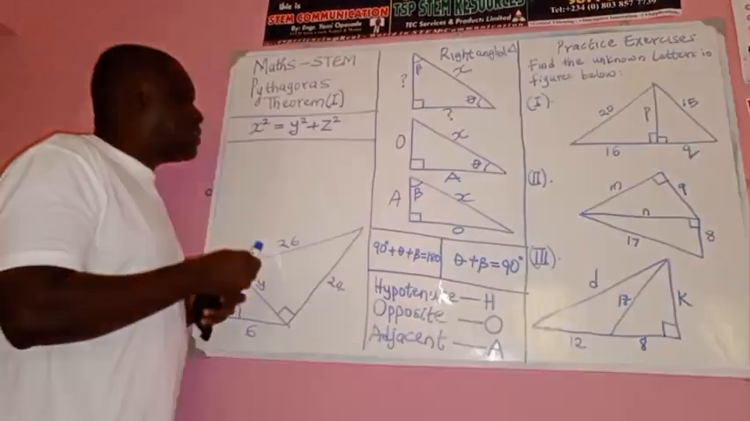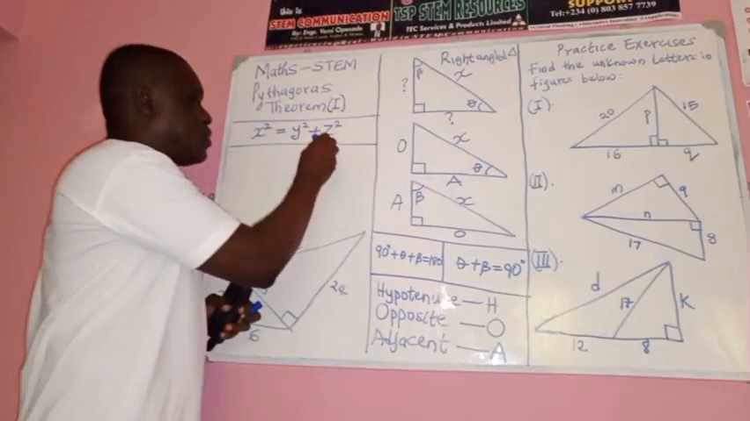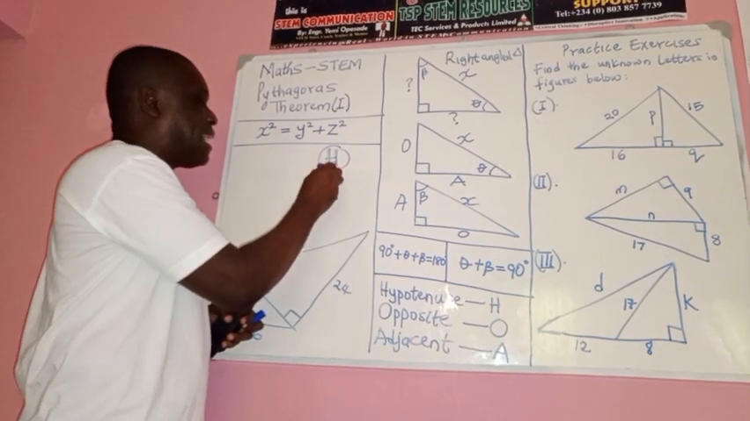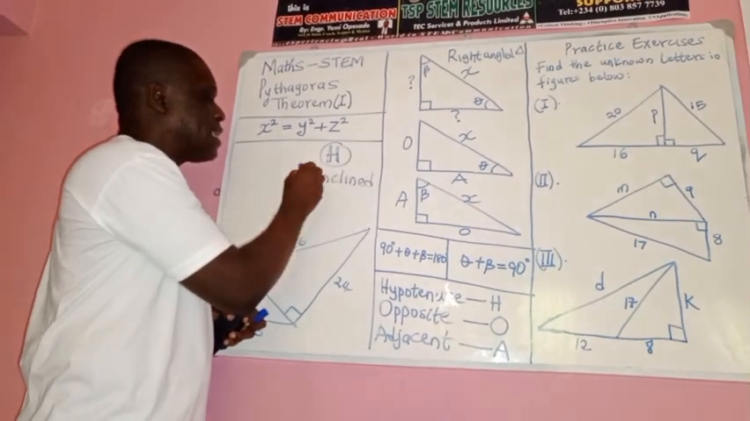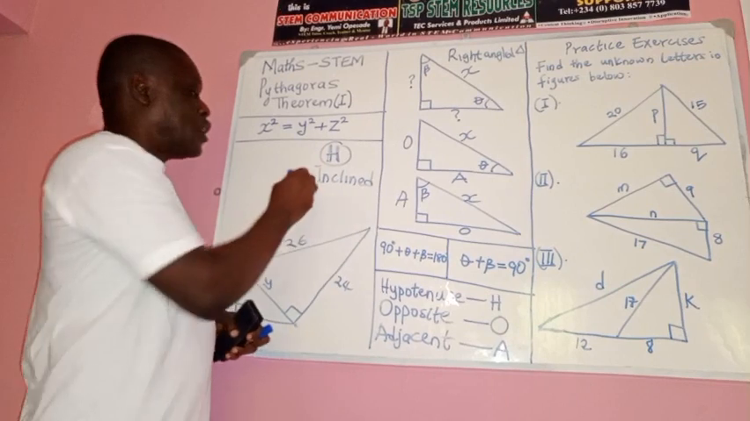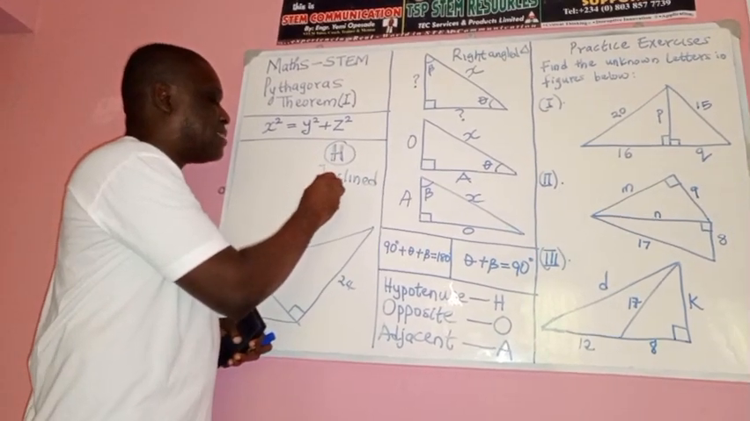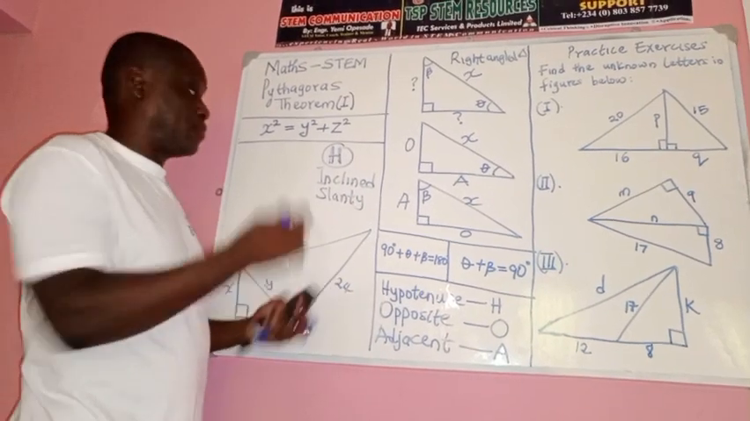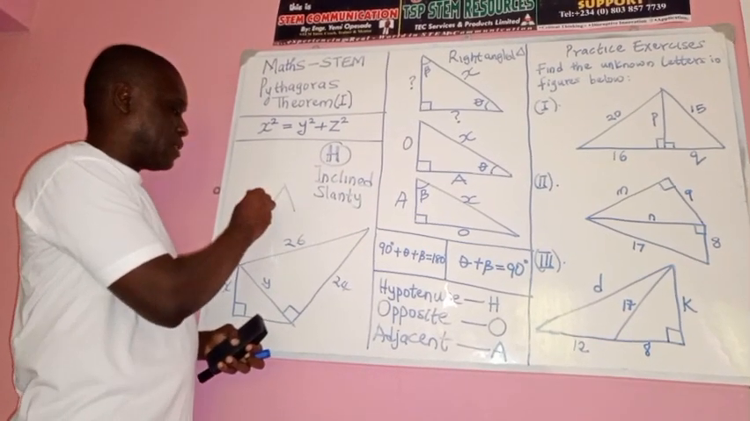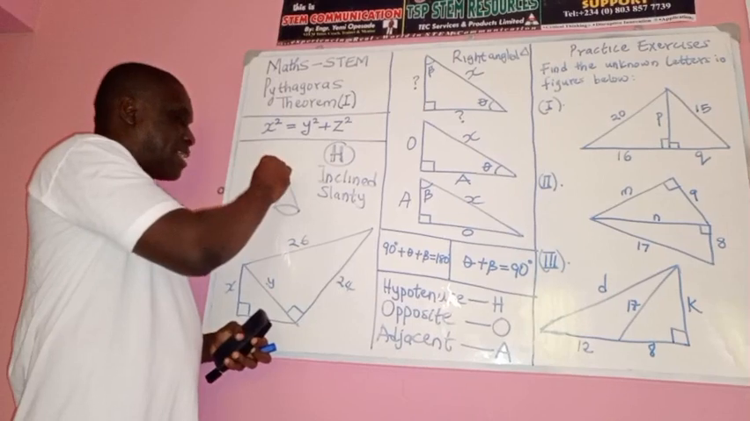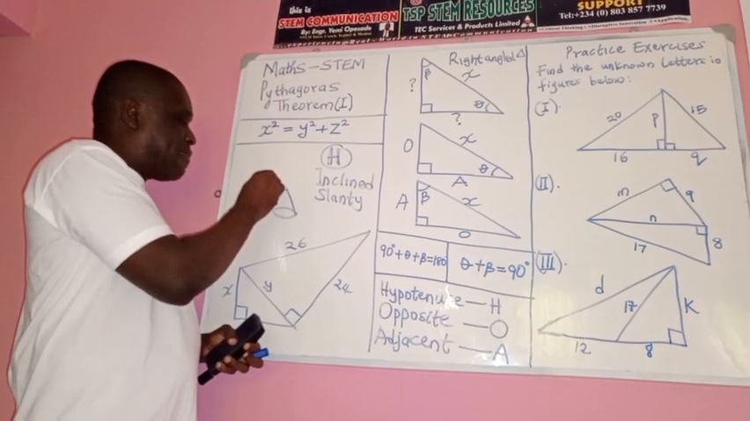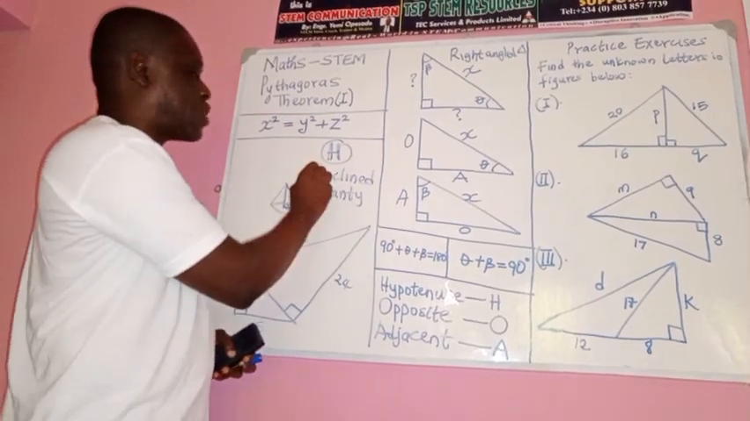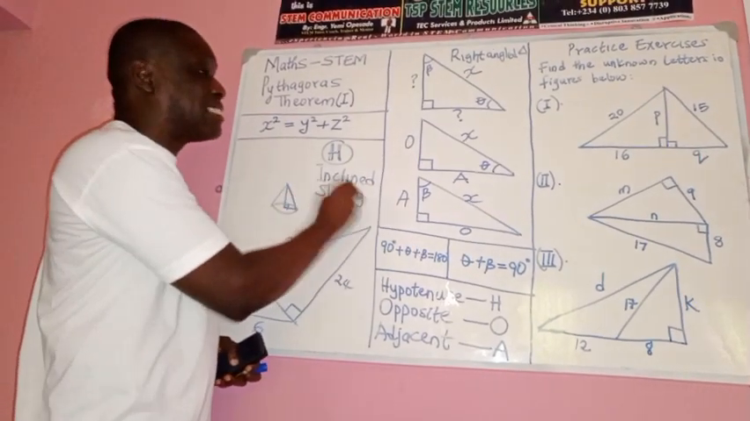We can also call the hypotenuse the inclined side. It is inclined because it is bent. You can call it the slanting side. For example, a cone like this has a side that is slanty. It also has a vertical height. We will come back to that, okay? So this hypotenuse is called the inclined side, the slanty side.